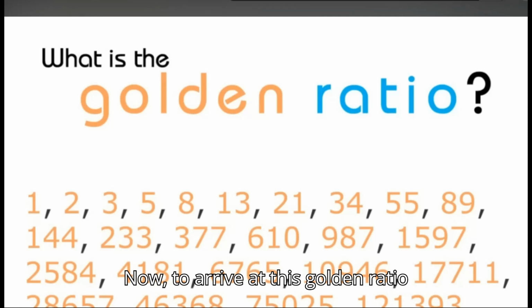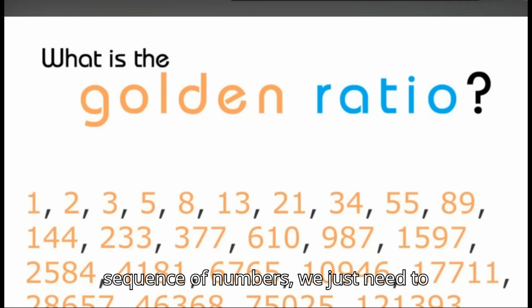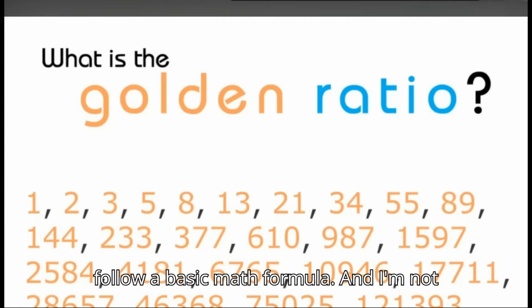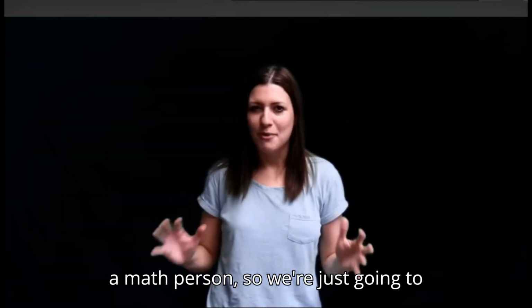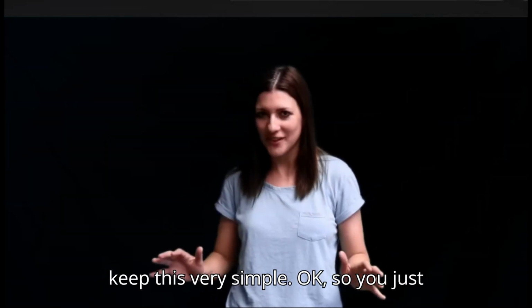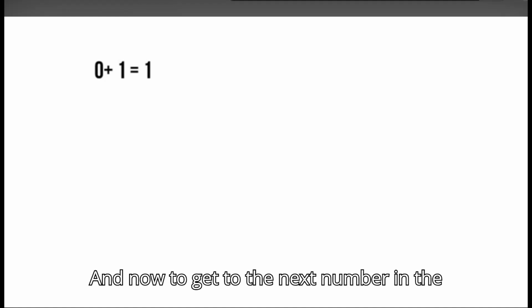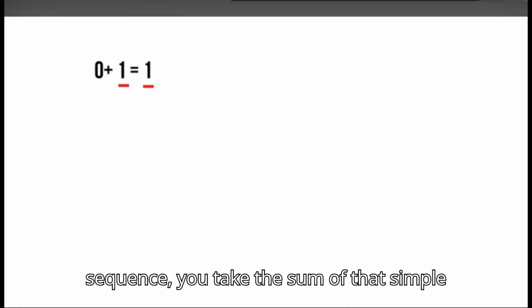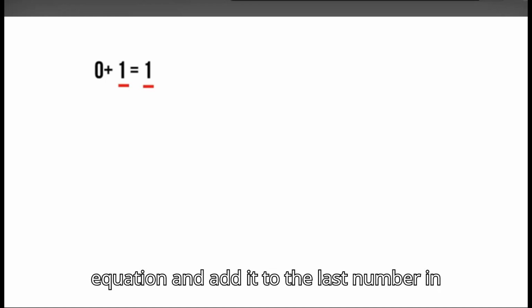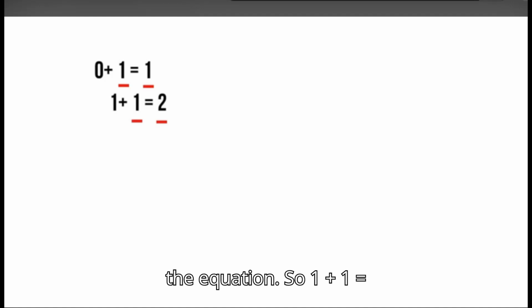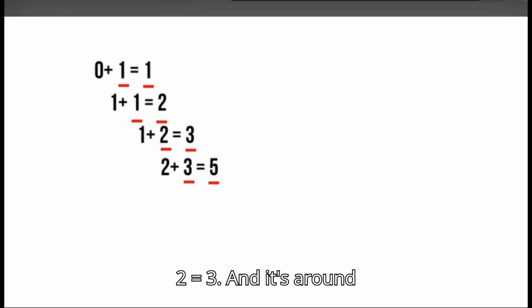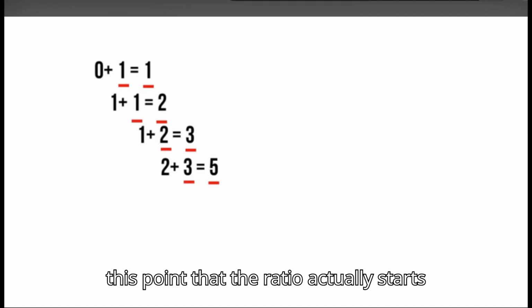Now, to arrive at this golden ratio sequence of numbers, we just need to follow a basic math formula. And I'm not a math person, so we're just going to keep this very simple. Okay, so you just start with 0 plus 1 equals 1. And now to get to the next number in the sequence, you take the sum of that simple equation and add it to the last number in the equation. So 1 plus 1 equals 2, and then 1 plus 2 equals 3, and it's around this point that the ratio actually starts showing up.